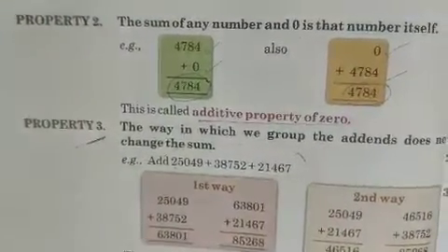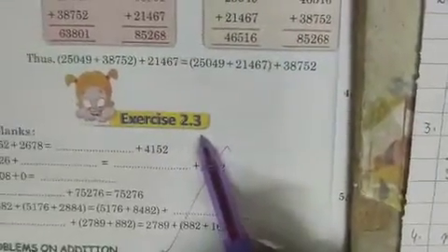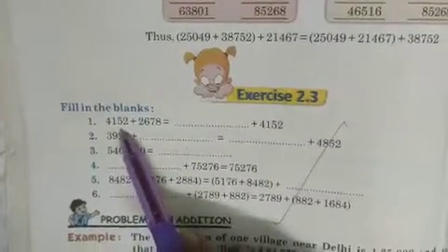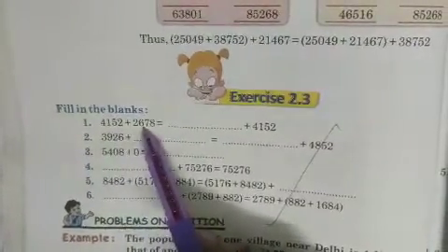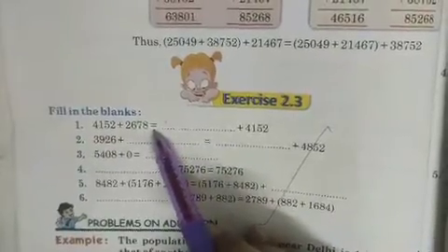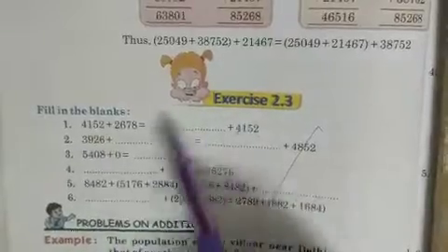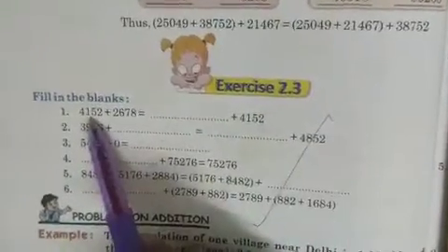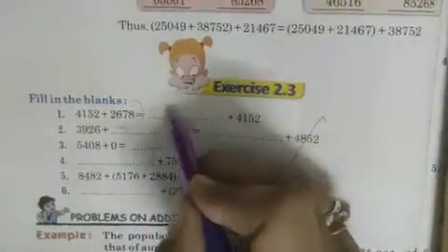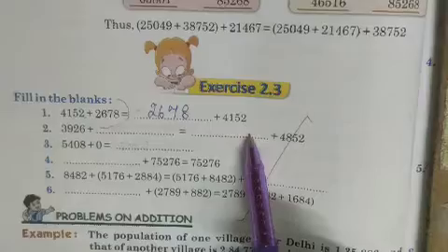Okay. So here we have fill-ups in exercise 2.3. We have 6 fill-ups. Look at the first fill-up. They have given two numbers, so we have to add these two numbers. And after the equal-to sign, we have only one number. So just check which number we have on both the sides. Here 4152, here also 4152. So which number is missing? The answer will be 2678. Now both the sides are equal.